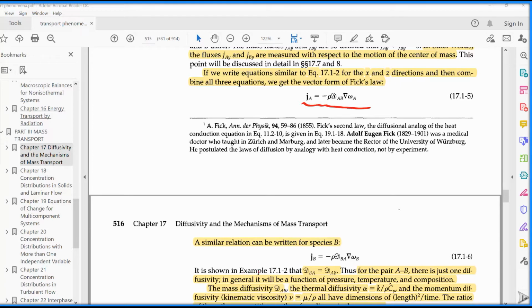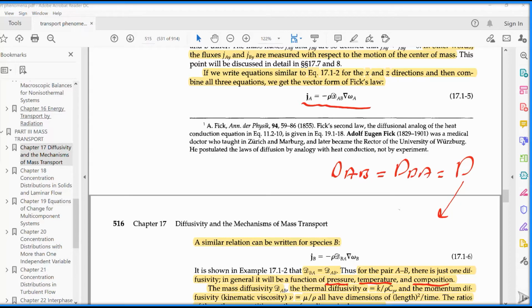Here, actually, DBA and DAB are equal to each other for the pair A and B. That's why for binary systems we can define DAB, DBA as just one diffusivity. This diffusivity is dependent on the pressure, temperature, and the composition actually.